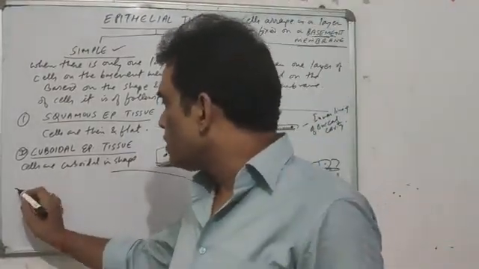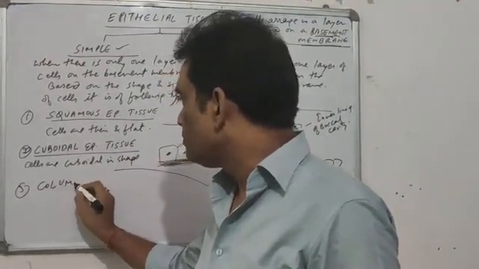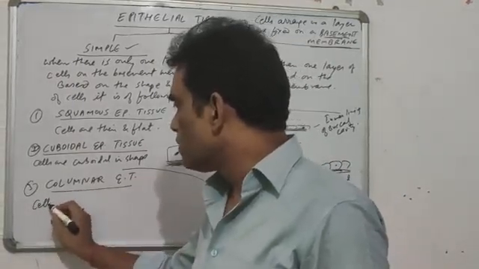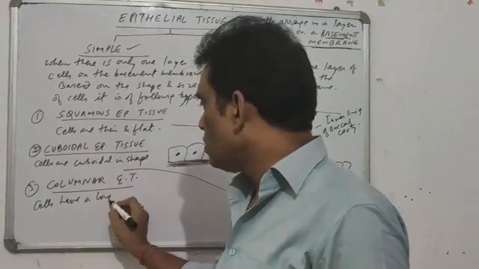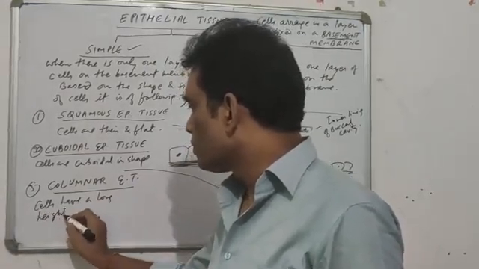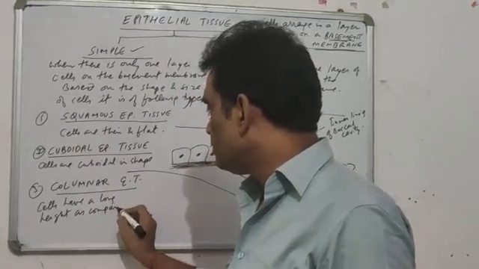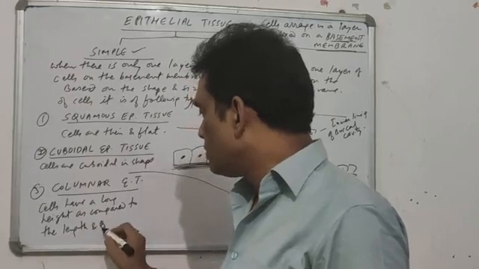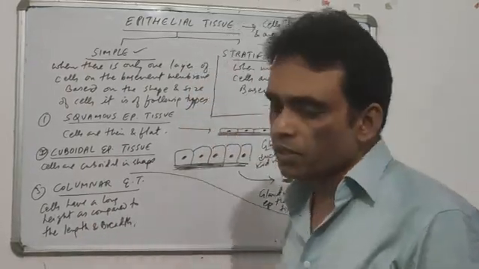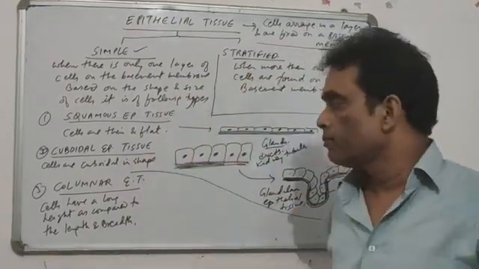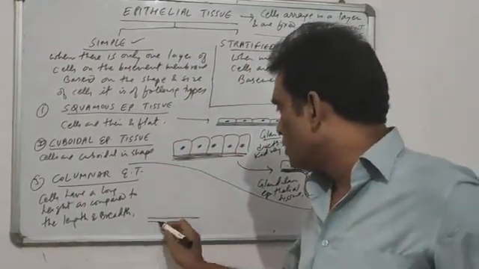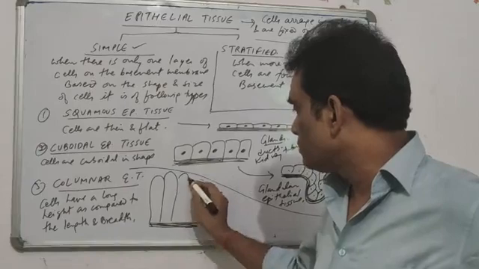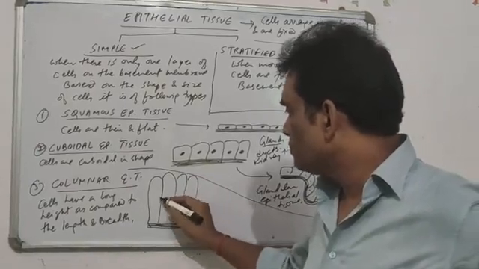And there is one more type, the third type, called columnar epithelial tissue. Here it's very clear, the cells have a long height as compared to the length and breadth. You know, they are three-dimensional structures having length, breadth and height. The cells have enormous height as compared to the length and breadth. And you can draw very clearly column-shaped cells like this. Very long cells.